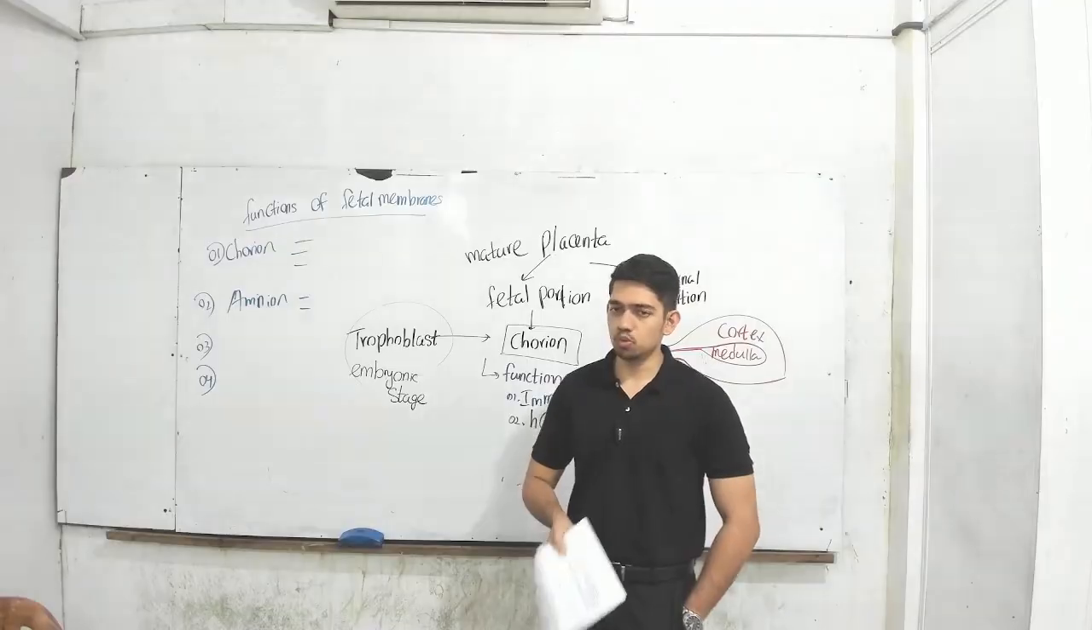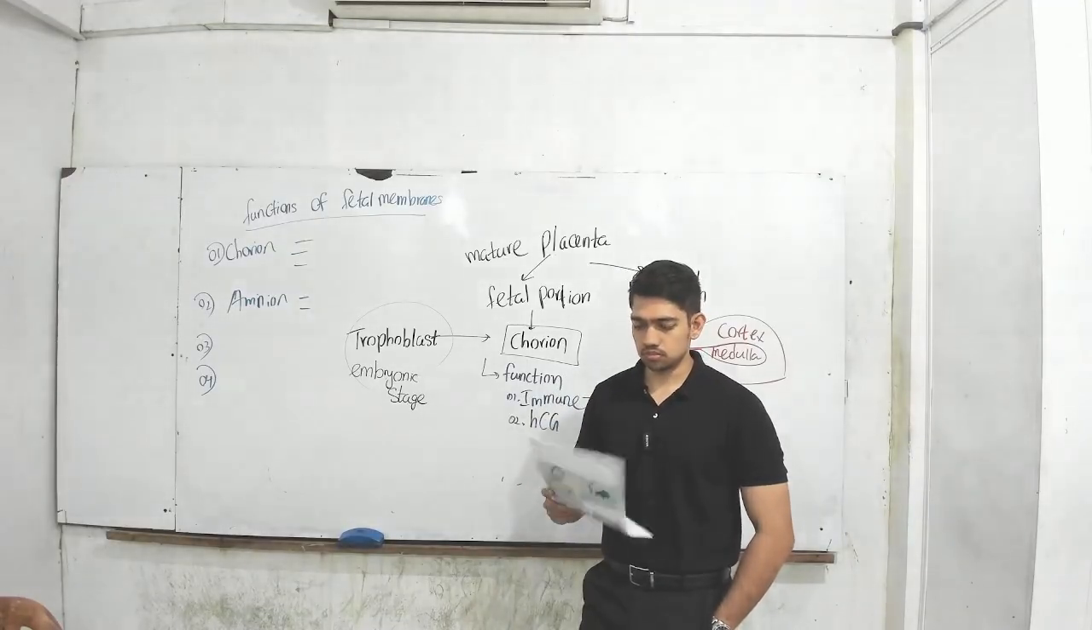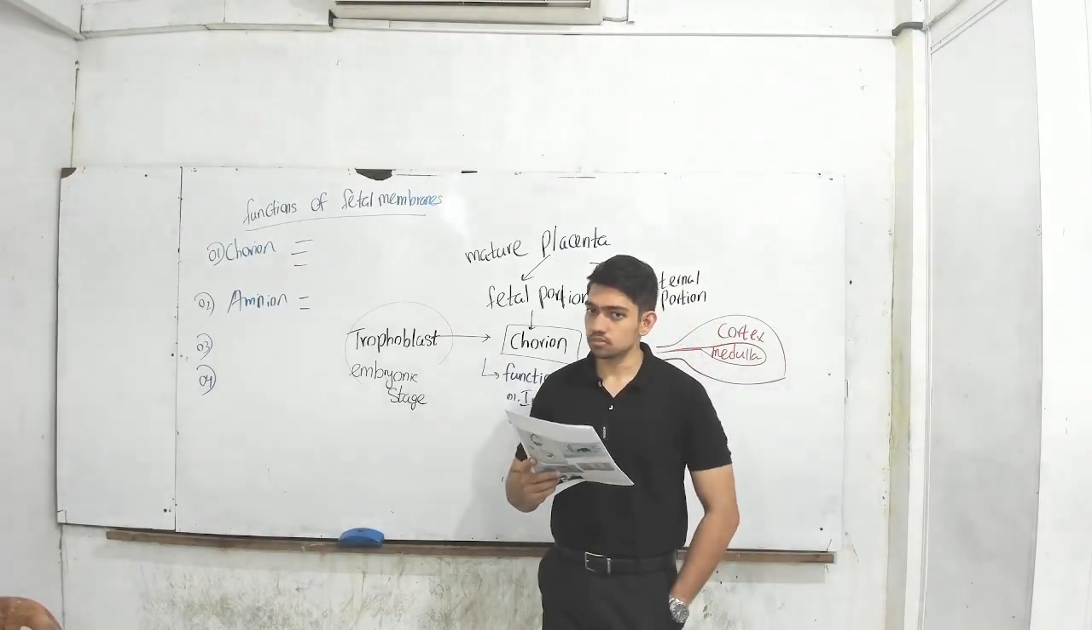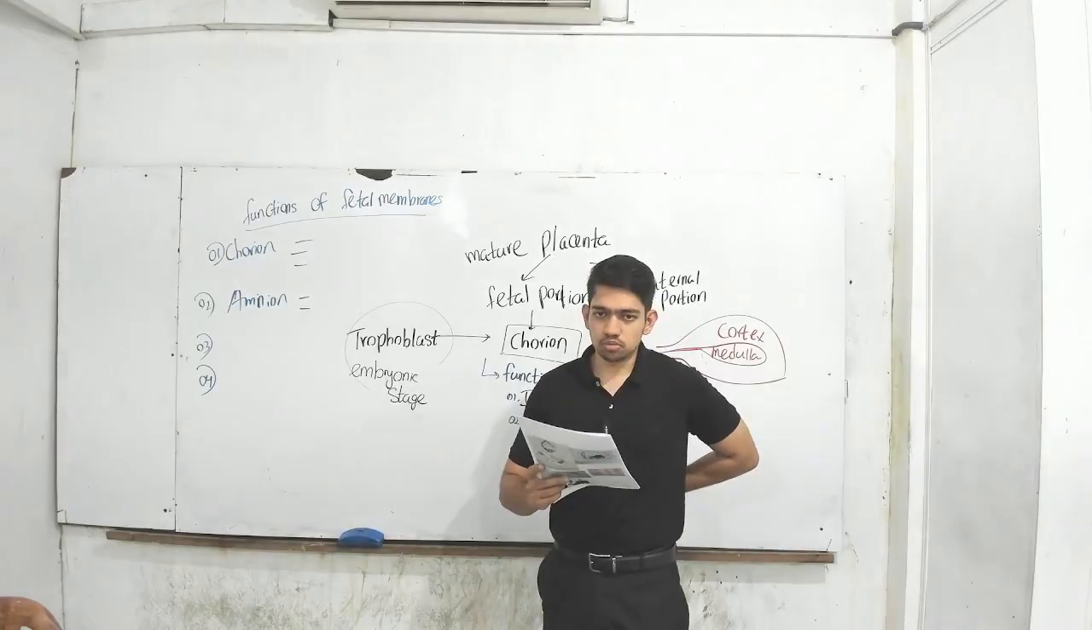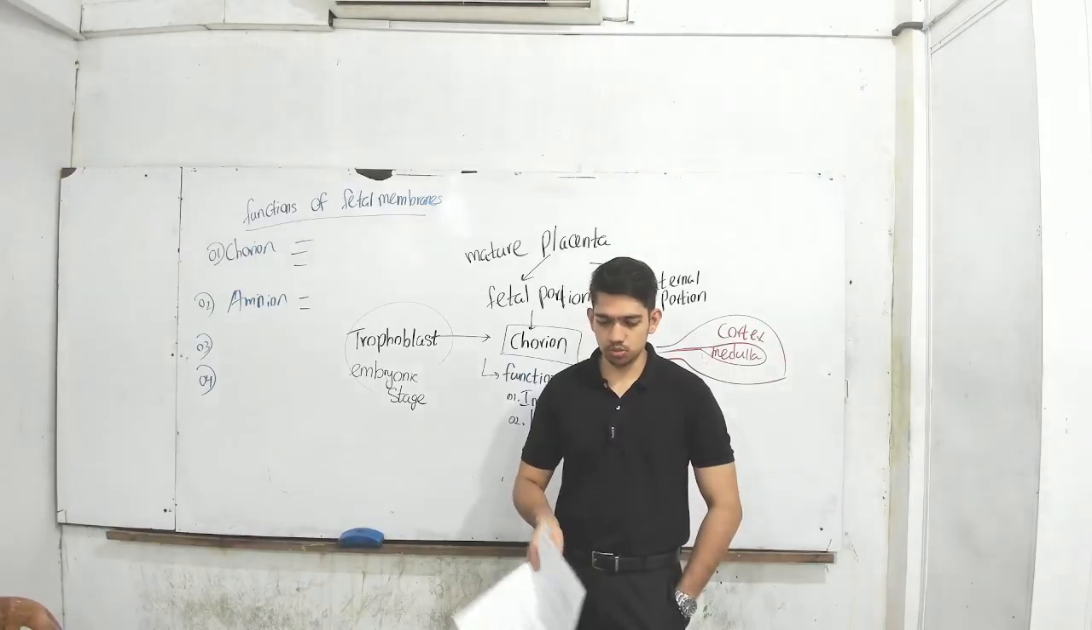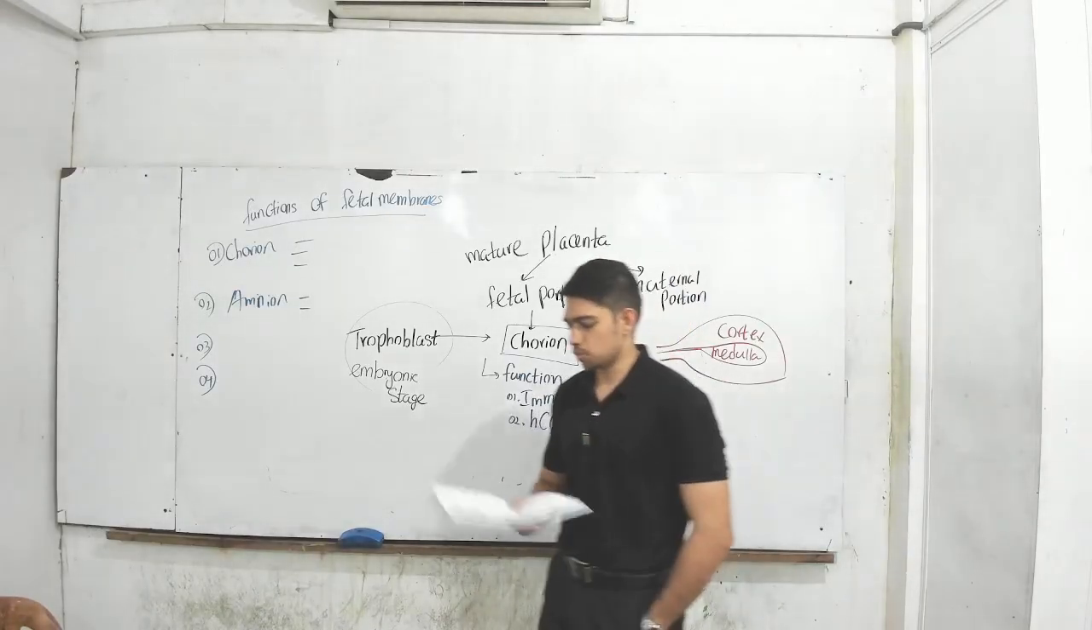Oogenesis starts at puberty. Correct statement. It starts before, right? During the embryonic period, oogenesis starts, and primary oocytes are produced, but post.